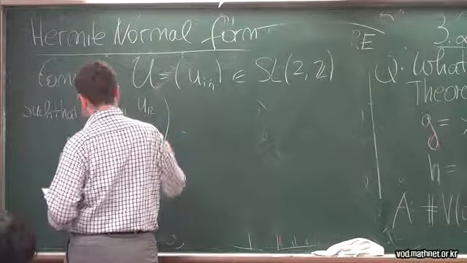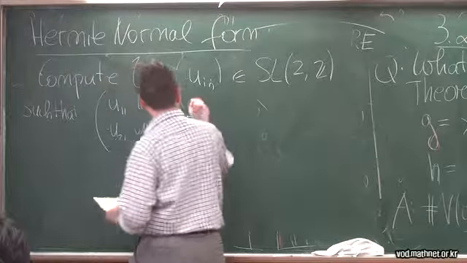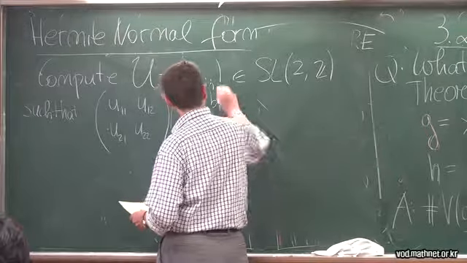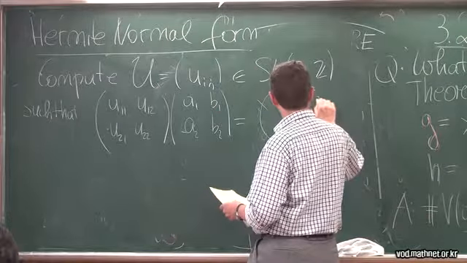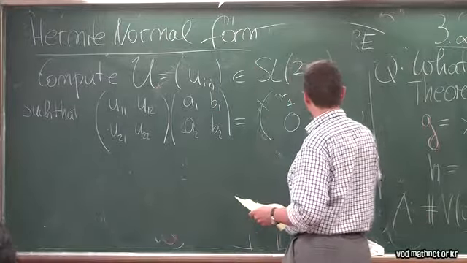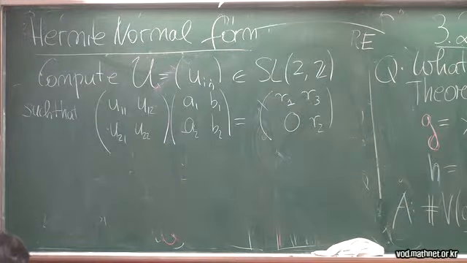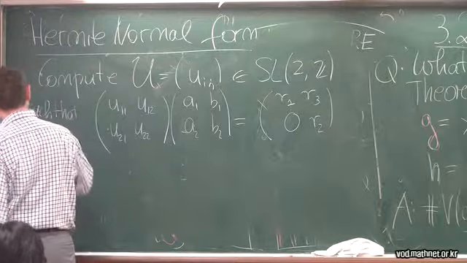U11, U12, U21, U22 times the given exponent matrix B2 is an upper triangular form, R1, R3, 0, R2. Okay? So this is called the Hermite normal form. Somebody referred to this 2 weeks ago as the Euclidean algorithm. This is really the Euclidean algorithm, and this is done by elementary row operations.